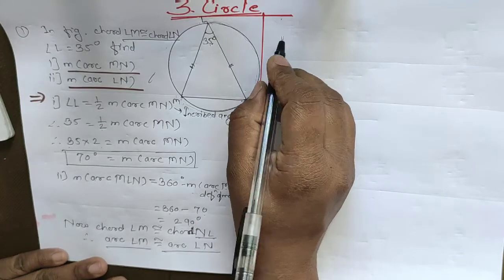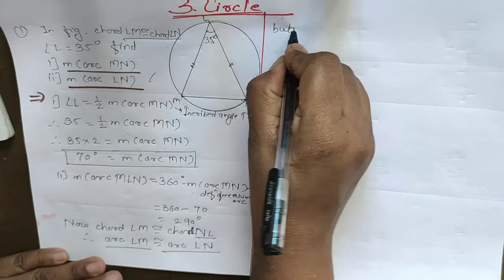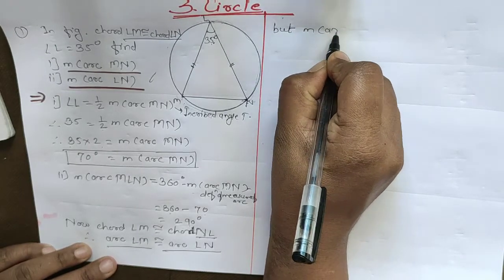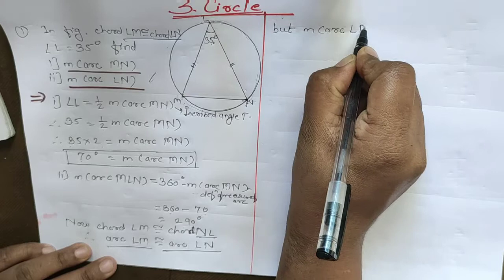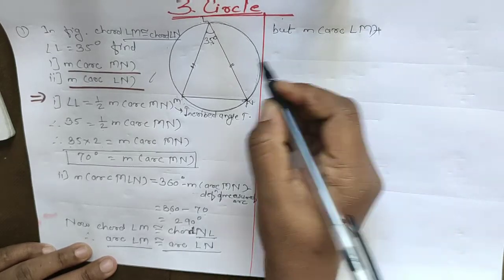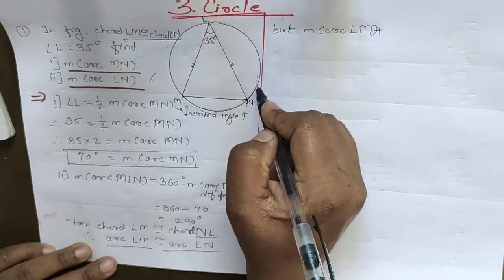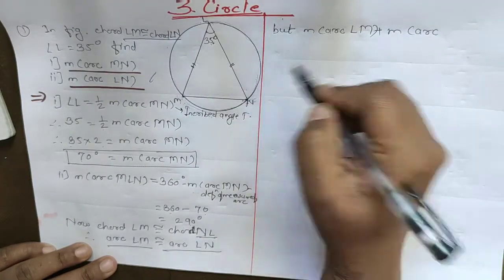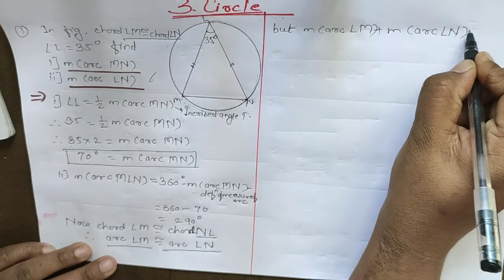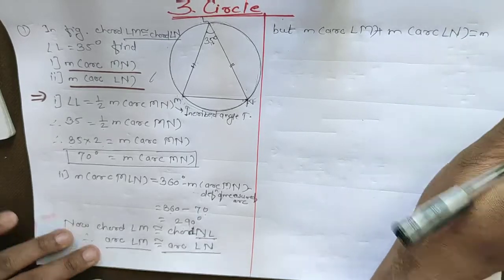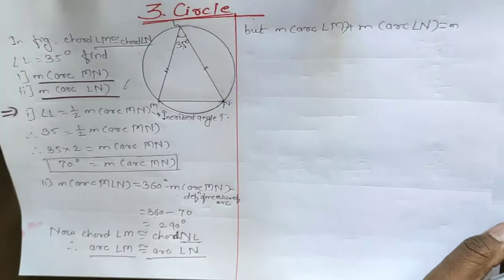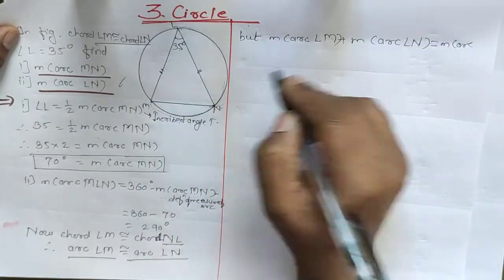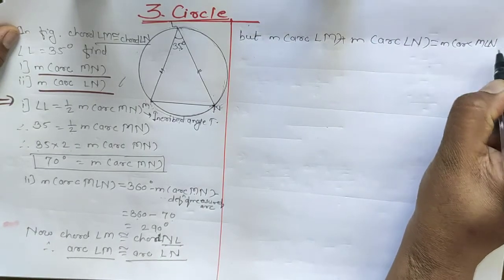So here write, the measure of arc LM plus the measure of arc LN is equal to the measure of arc MLN.